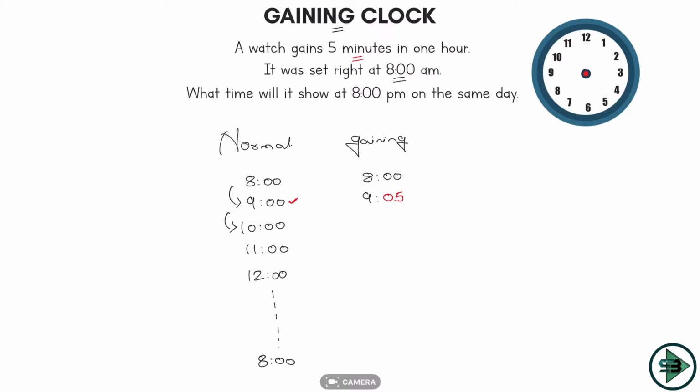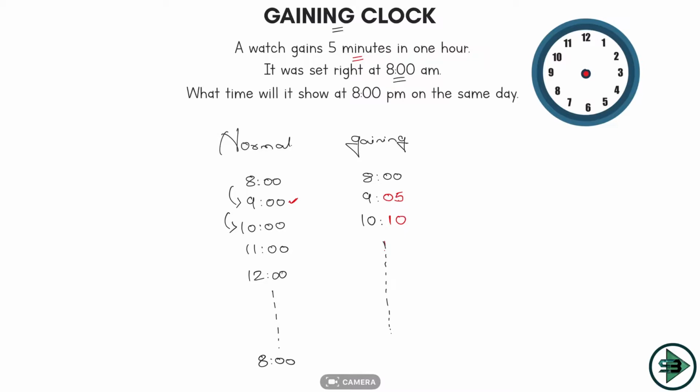What will happen from 9 to 10? This will go from 9 to 10 and again gain 5 more minutes. So it should be 10:05, right? But it will be 10:10 because it gained 5 more minutes. That's how it will keep on happening. It will keep on gaining 5 minutes in every 1 hour.